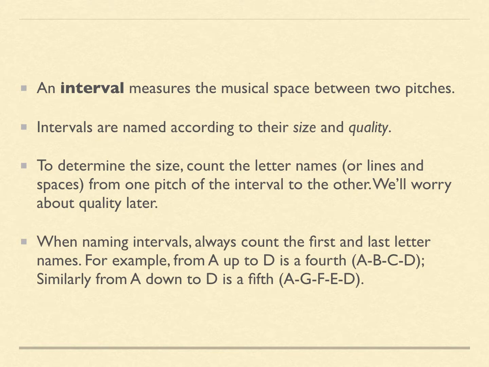So for example, when you're naming the size, you just count letters. So from A up to D, that is a fourth, A, B, C, D. And if you go the other way, A going down to D, it's a fifth. You just want to make sure that you include the first letter as part of your count, and then you'll get the right size.